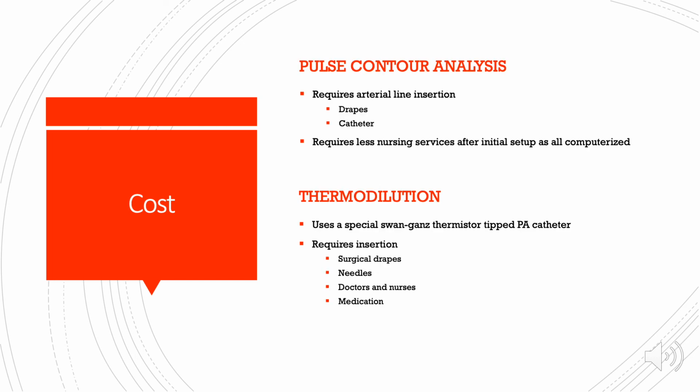For cost, I couldn't really find an exact cost. However, for the thermodilution, it requires the special Swan-Ganz catheter that has a thermistor tip in it. And of course, with the insertion of a pulmonary artery catheter, you're going to have sterile drapes, needles, the doctors and nurses, and medications. For pulse contour analysis, it requires an arterial line insertion at some point. But overall it would require less nursing services after initial setup because it's all computerized with the algorithm, whereas the thermodilution requires the clinician to do the injectate.